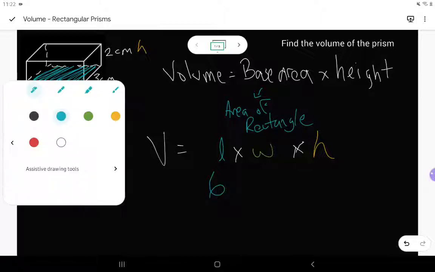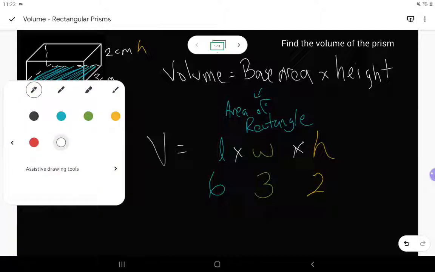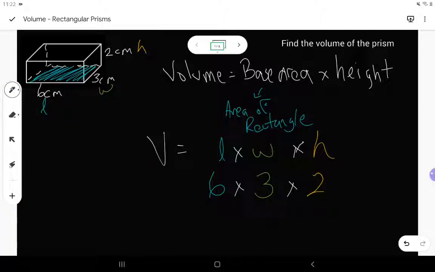Well, now I'm just going to substitute in my numbers. So I've got 6 times 3 times 2. 6 times 3 is 18. 18 times 2 gives us 36. So we get 36. And then remember, for our units, it's going to be centimeters cubed. There we go. There's our volume of the rectangular prism.